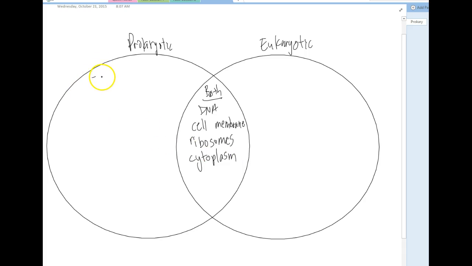Prokaryotic cells were the first, they're the oldest. They evolved first. Eukaryotic cells, they evolved from prokaryotic cells, right? Evolved many, many hundreds of millions of years later. Over 1 billion years later. These are small and simple. These are much larger and complex.